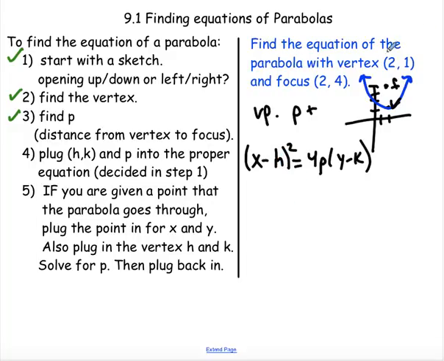We know the vertex, H and K, we got that figured out. So we can say right now (x - 2)² = 4p(y - 1). Remember, that's not squared, just the x's are squared. And we have to figure out what p is. Well, p is the distance between the vertex and the focus. So what is this distance right here? That distance is 3. So p is going to equal 3. So we're going to plug that in right here.